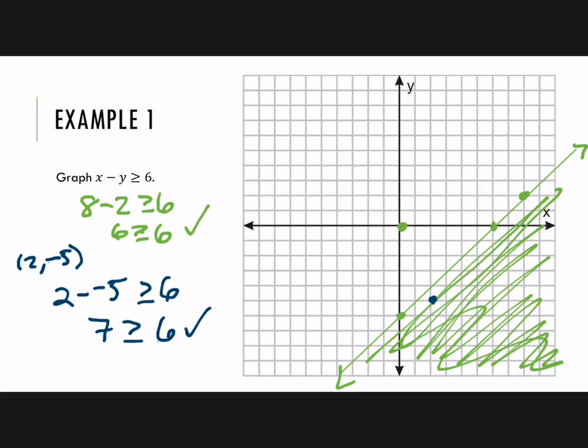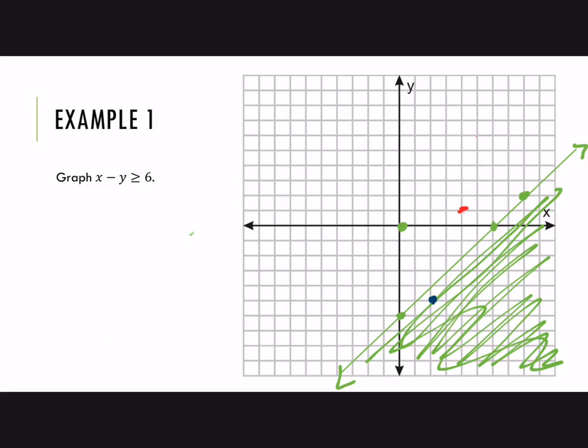And then one more, let me test a point that's not in the shaded region. How about 4, 1? I want to make sure that that does not make the inequality true. So 4, 1, we plug that in, and I end up with 3 is greater than or equal to 6, which is false, just as we expected and wanted it to be.